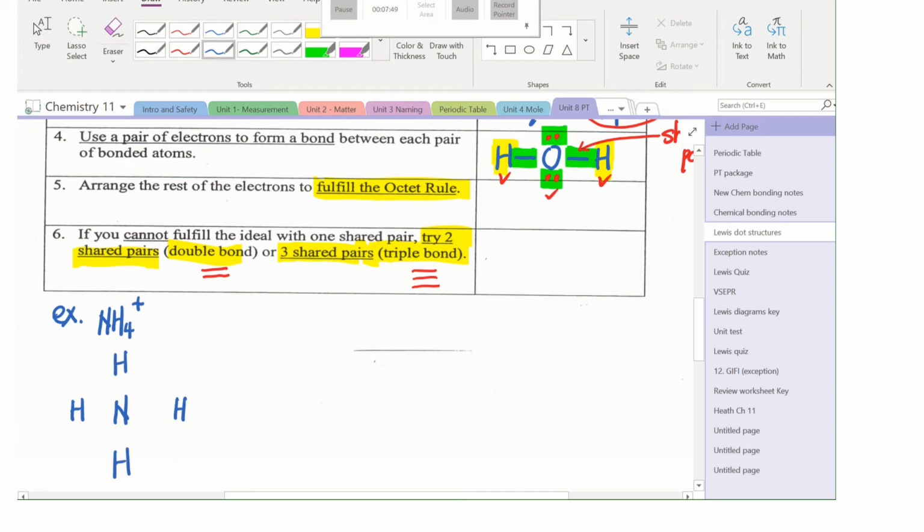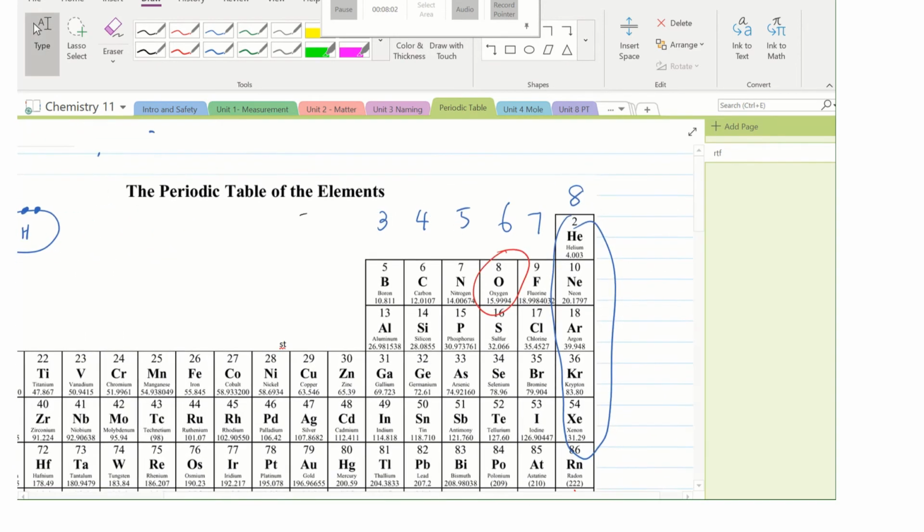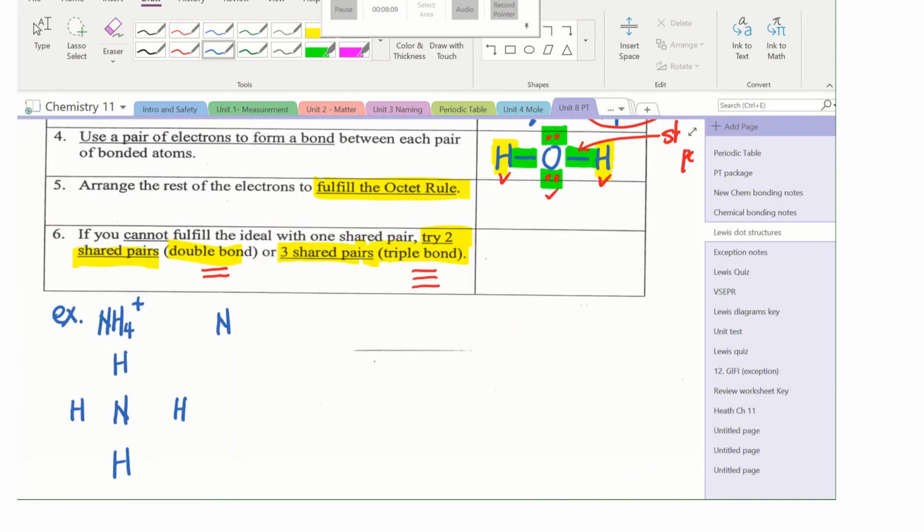Step number 2 says you need to count up all the valence electrons. Here we have nitrogen. So go back to your periodic table, from left to right, 1, 2, 3, 4, 5. Nitrogen has 5 valence electrons. So that's 5. And we have 4 hydrogens, so that's 4. Add together, that will be 9.